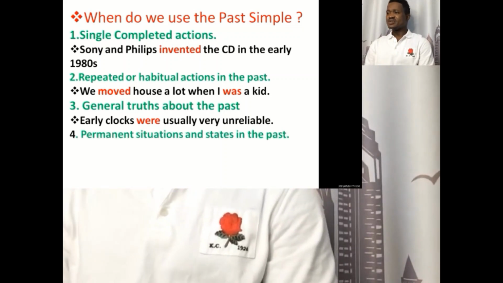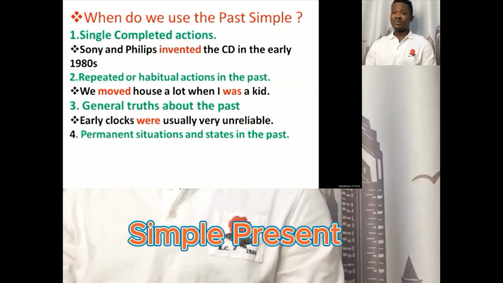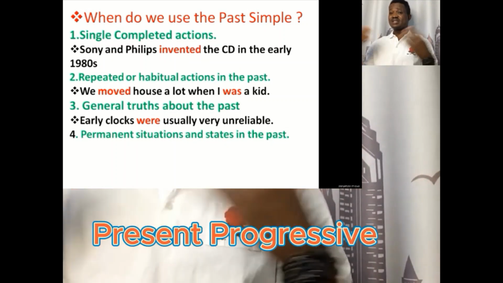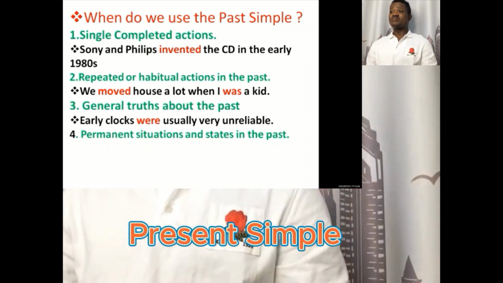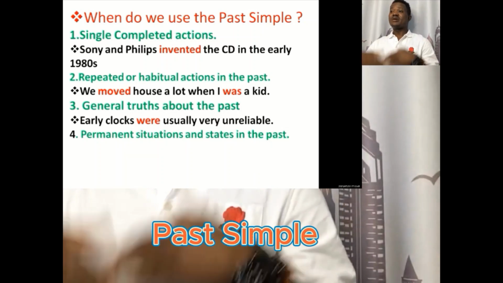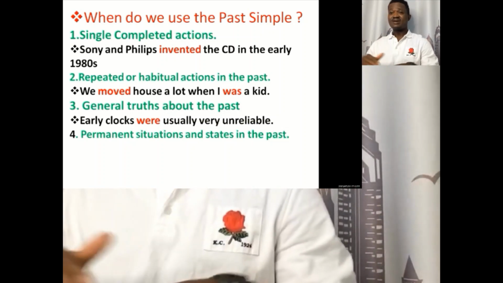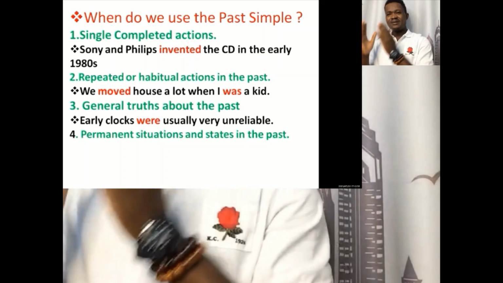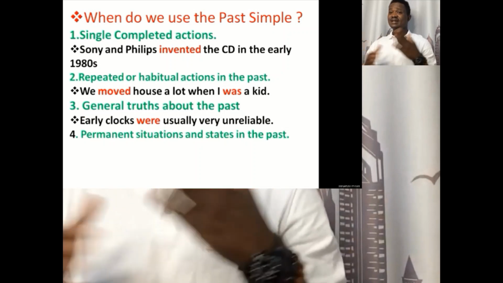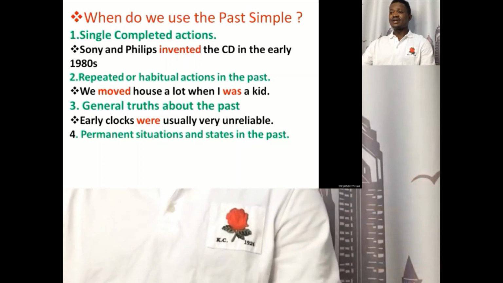Permanent situation and state in the past. We use the present simple to talk about permanent situations. We use the present progressive to talk about temporary situations, and the present simple to talk about permanent situations. So this is the past simple: we also use the past simple to talk about permanent situations and states in the past. That is obvious, it's the opposite. So the opposite of the past simple is what? The present simple. That is a simple way to understand the difference between past and present.